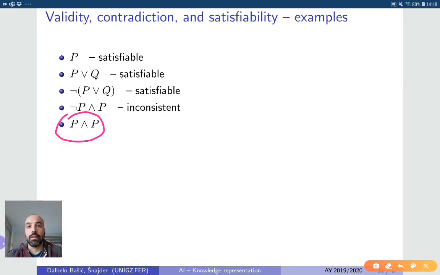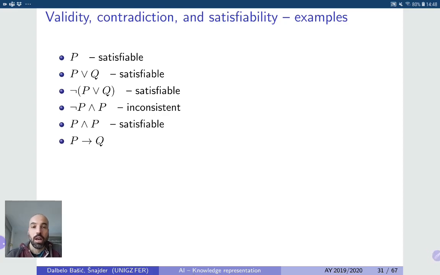right? There are two interpretations. P can be either true or false. Well, if it's true, then it's true. If it's false, it's false. And this formula is actually equivalent to the first one we had here, and it's satisfiable. Can be true, can be false. What about the next one?